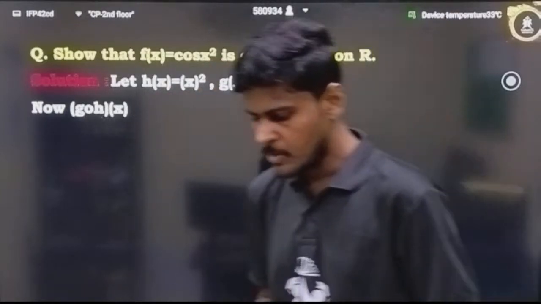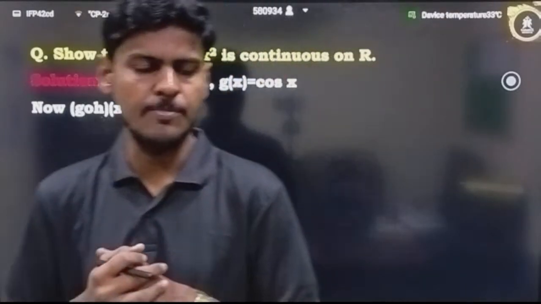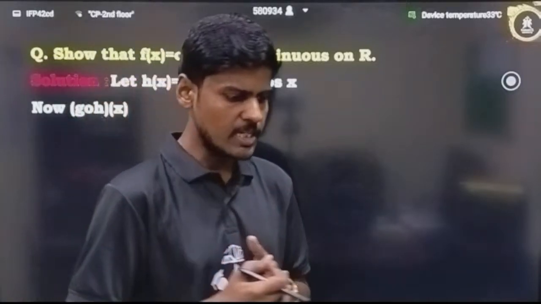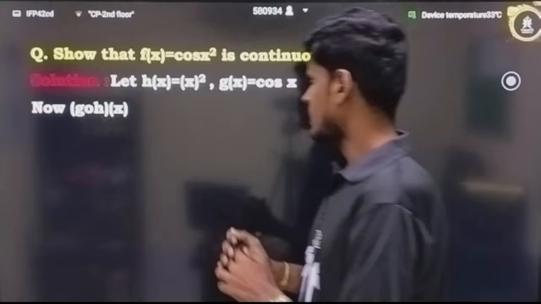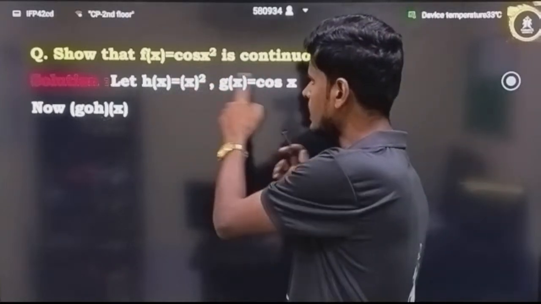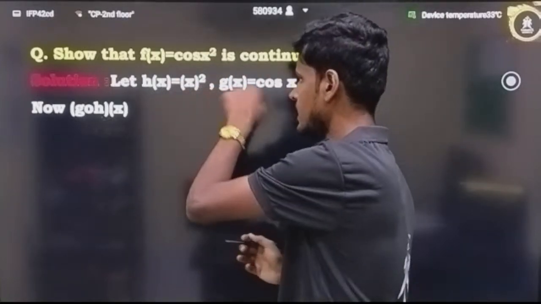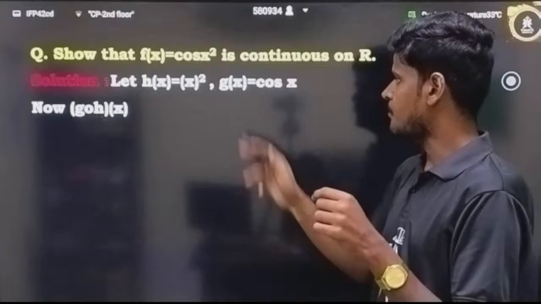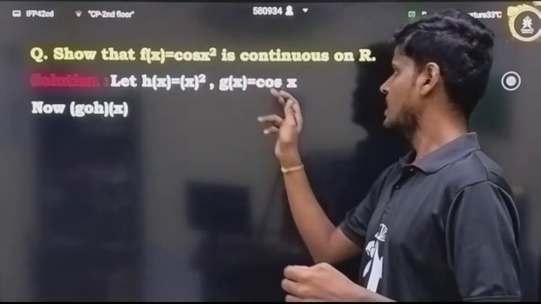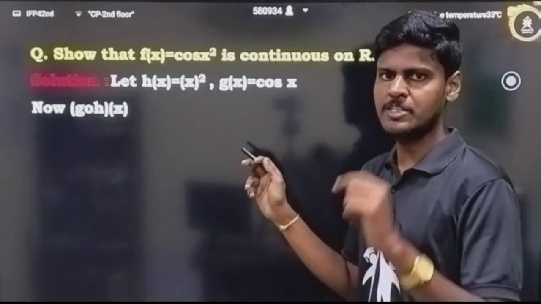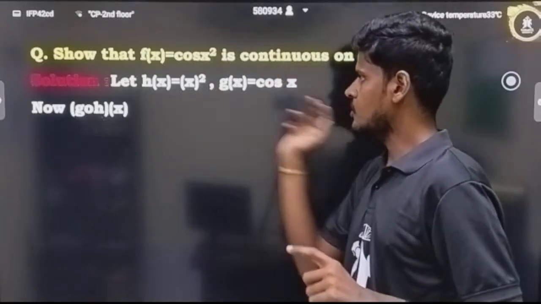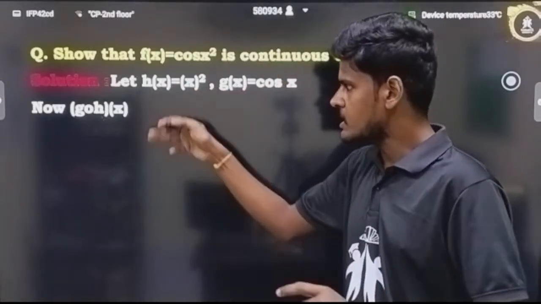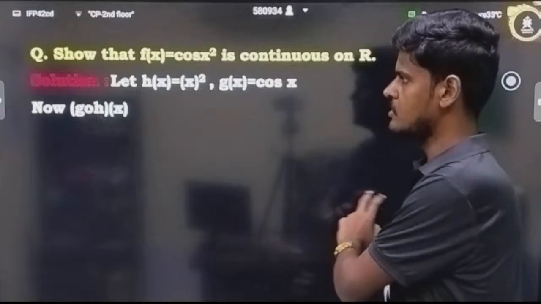Now remember what we learned about the algebra of composite functions. When two functions are continuous, their composition is also continuous. That means, are h and g both continuous or not? Yes. X square is a continuous function, polynomial functions are continuous. Cos x is also a trigonometric function that is continuous and its domain is all real numbers. So both are continuous. That means its composition should also be continuous.